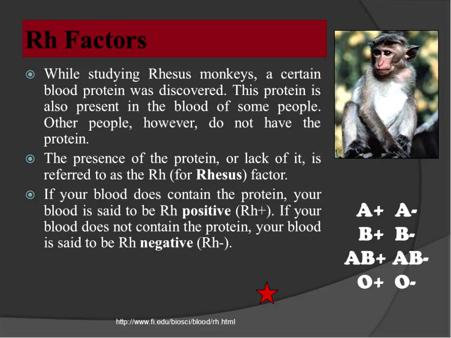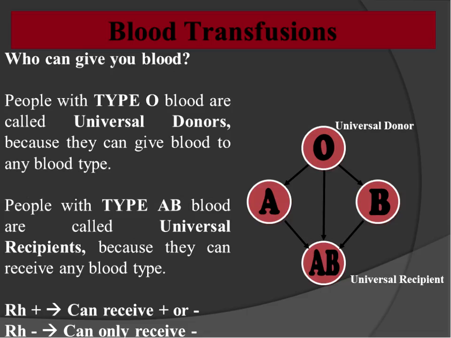Okay, so this gives us more combinations of what kind of blood we can have. We can be A positive or A negative. We can be B positive or B negative, AB positive or AB negative, O positive or O negative. So this rhesus factor is another thing that has to be considered when we're talking about blood donations and transfusions.